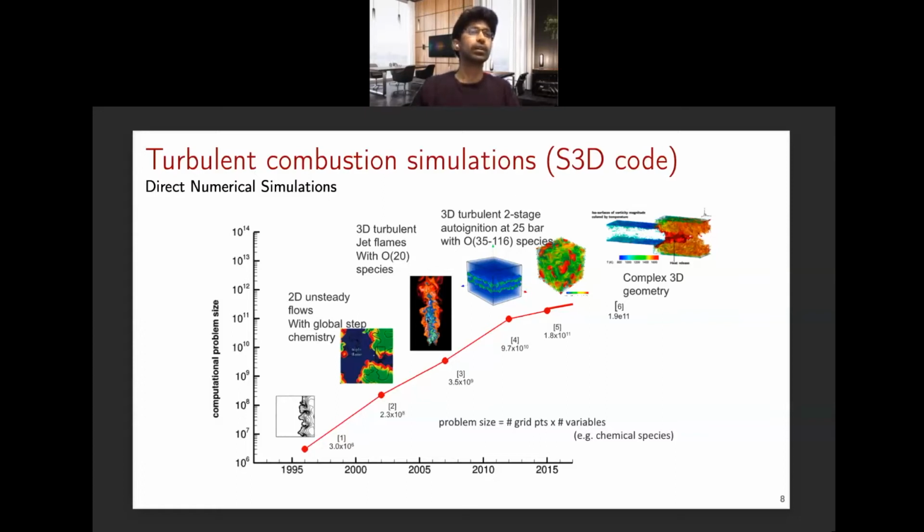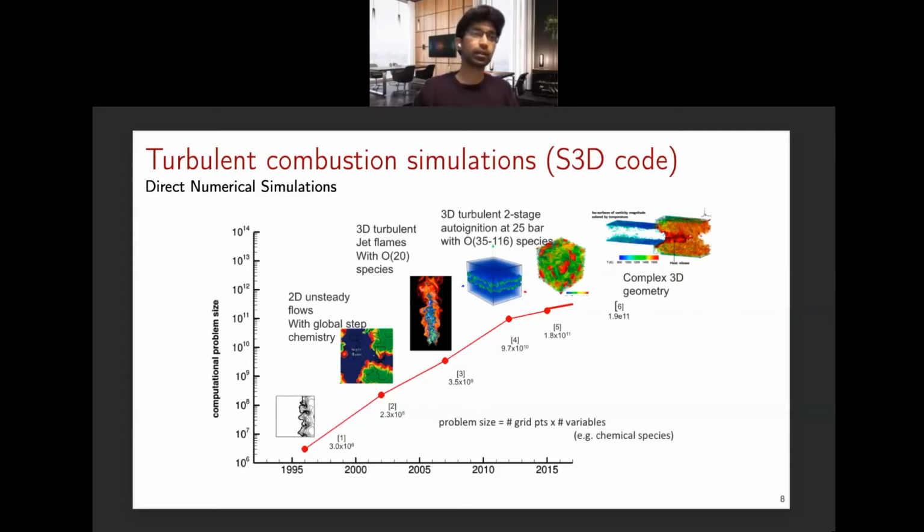Here we again show how the simulations have evolved over several decades. In 1995, we were able to do only 2D simulations, and that too with a single step chemistry or a simple model for chemistry. As things evolved, we are getting into detailed chemistry, and in the current simulations we are able to go to complex geometries which are relevant to practical simulations, right?